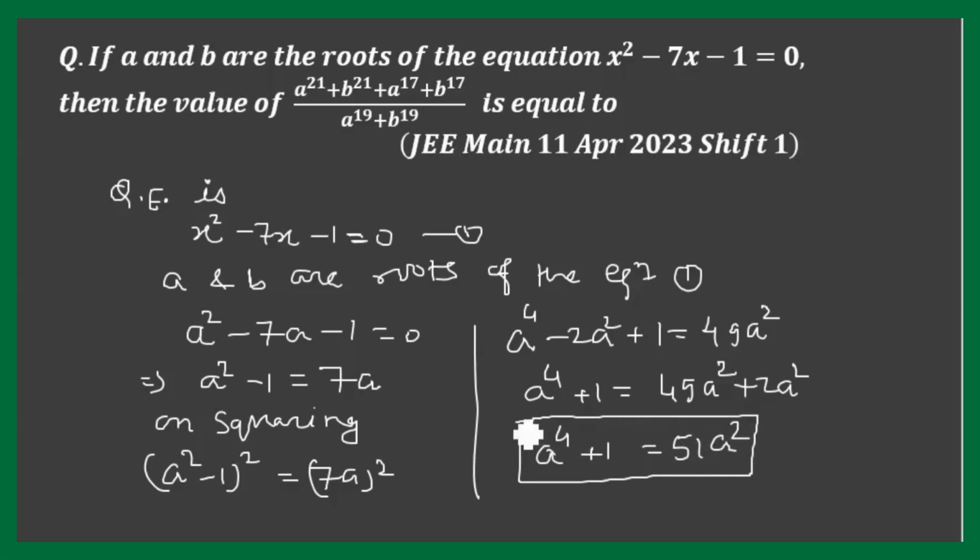Similarly, b is also a root of this equation, so similarly we can write b to the power 4 plus 1 equal to 51b square. Okay, fine. Now we'll evaluate the expression.